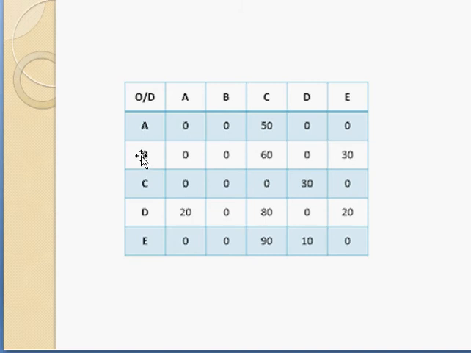Then from B, what is the number of trips traveling from B to A, B to B, B to C, B to D? Like that you can enter it in the form of a table. That is known as the OD matrix.